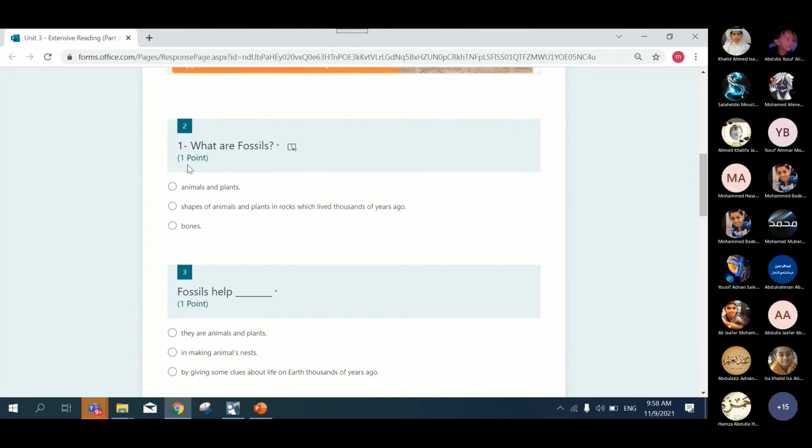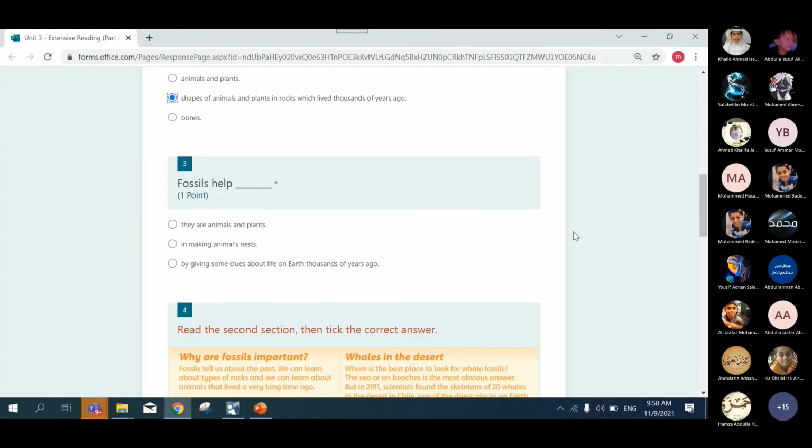Yes. Ahmad, what are fossils? What do you think is the correct answer? Shape of animals and plants in rocks, which lived thousands of years ago. I will ask the rest of the class. Is Ahmad's answer correct? Ahmad says that fossils are shapes of animals and plants in rocks which lived thousands of years ago. Is this answer correct? Yes, Mr., it's correct. I want all the class to tell me if the answer is correct. Yes, of course, yes. Correct. Okay, let's go on.